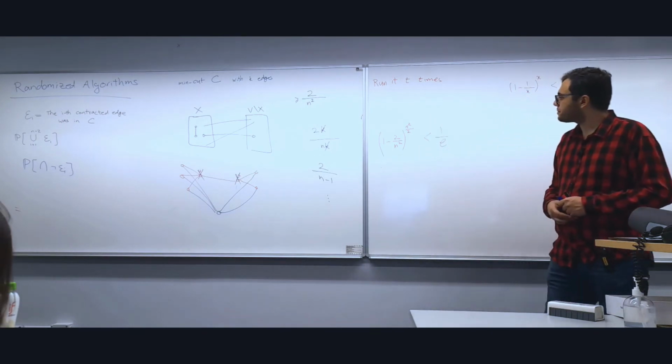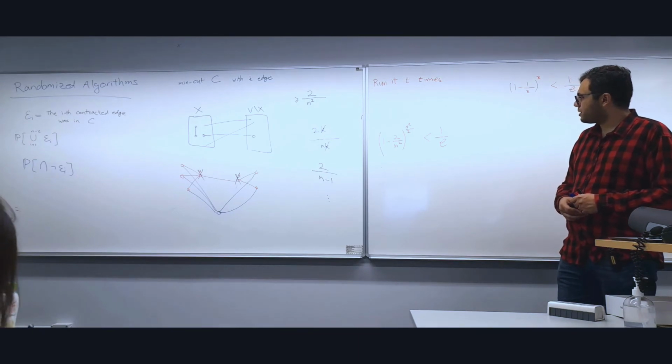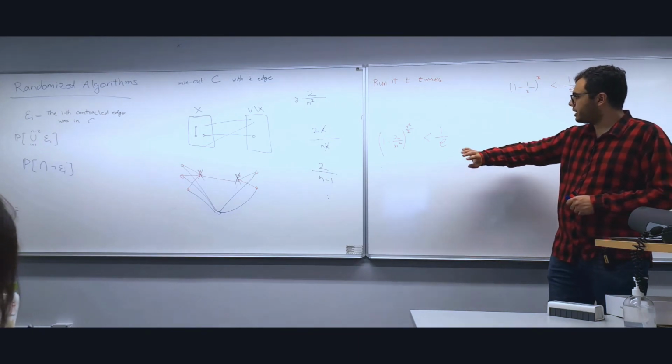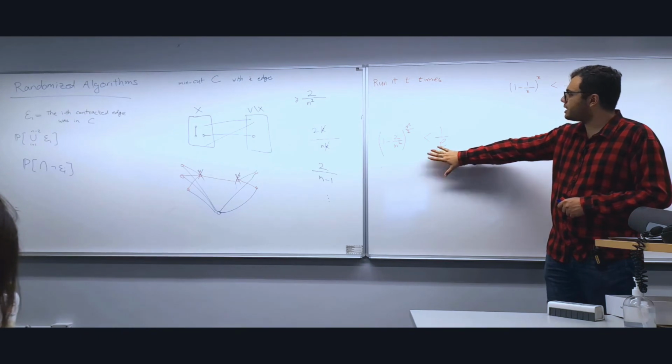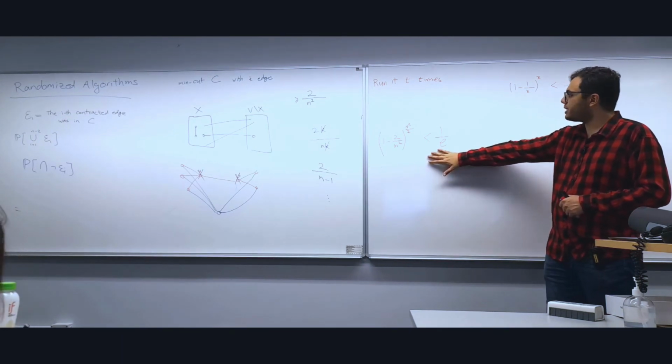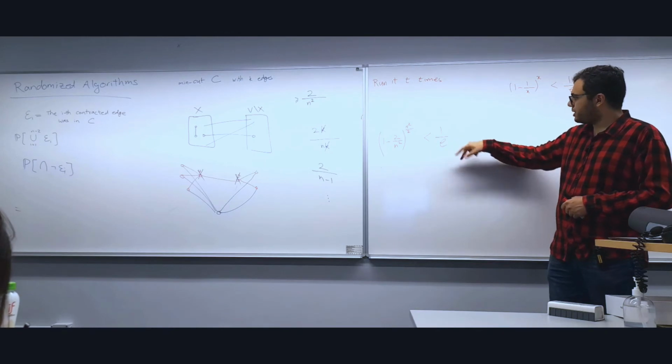Okay. Yeah, so again, yes, this was the probability that we don't find the right answer. So the probability that we do find the right answer is 1 minus 1/e.